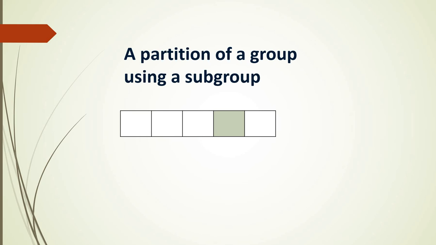What do you call a partition of a group using a subgroup? You have a group. You're partitioning that with the help of a subgroup. Then each partition is called something. What is it? All these you have studied. You have said coset, well, that's correct.